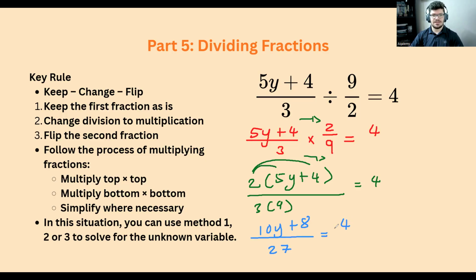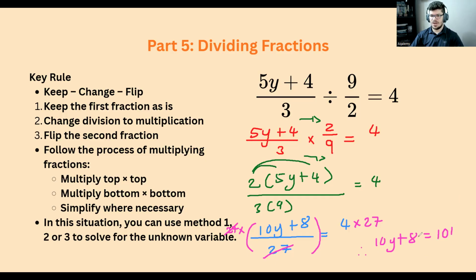eliminating the denominator. I'm going to do that by multiplying this entire fraction by 27, okay? And this one by 27. This 27 cancels this 27, and what results as our almost finalized equation is 10y plus 8 equal to 4 times 27, which will give us 108.